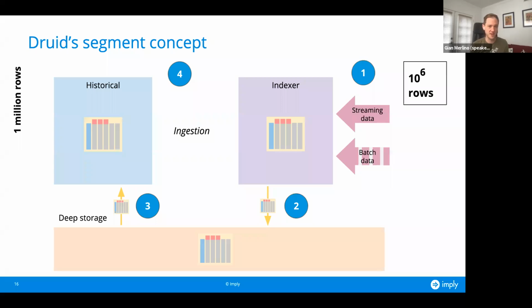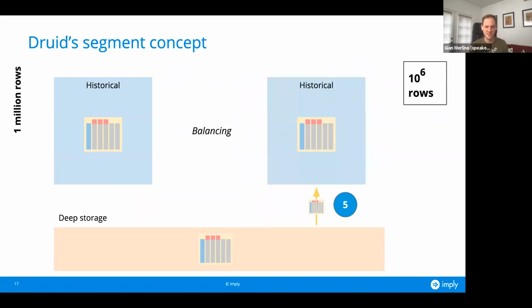At that point, you can query it. You may have many historicals, and new segments are constantly coming in. They're constantly being dropped and replaced, and there's sort of this continuous flow of segments to the system. The affinity of segment to server is pretty loose, and so segments can move around from server to server in a process that we call balancing.